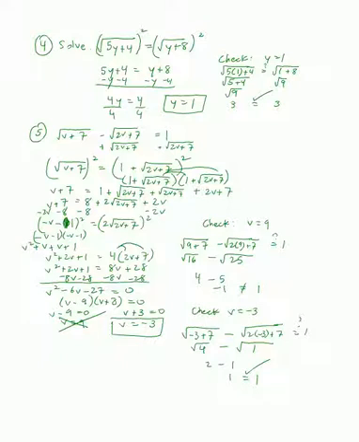So the idea is every time you have an extra radical, you're going to have to square it that many times. That's basically the bottom line. Always make sure you check your answers and always remember the process.